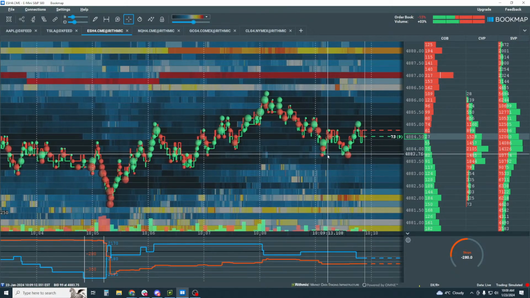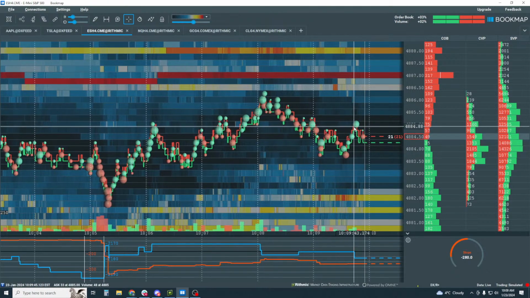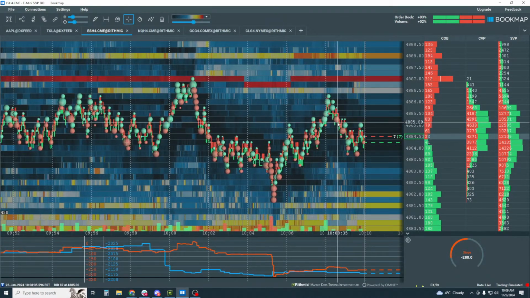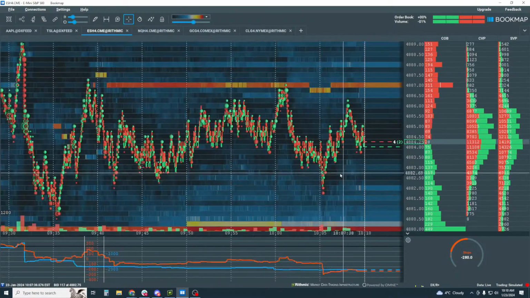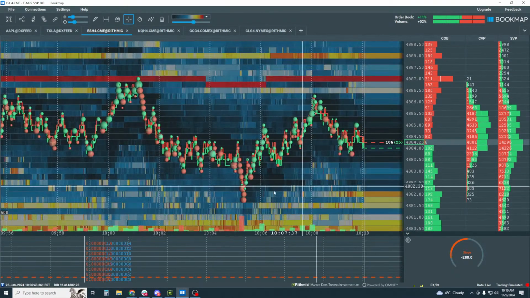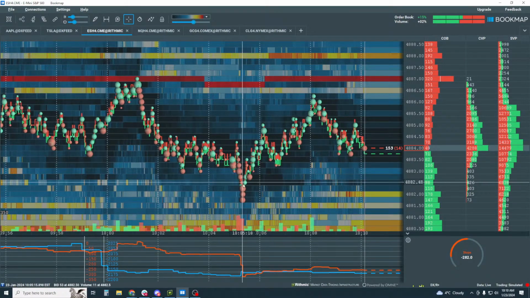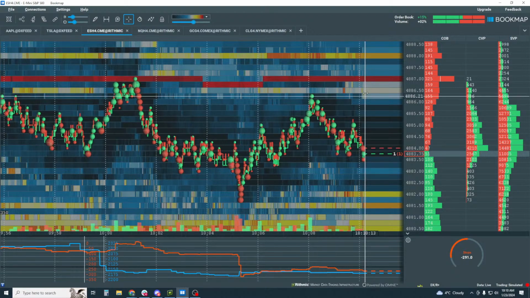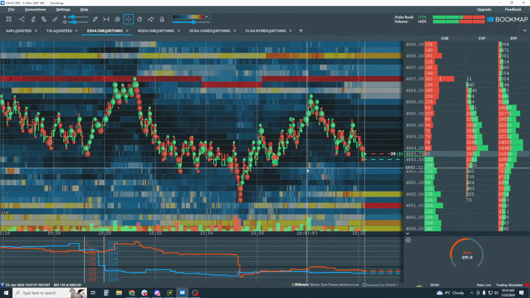Because we've retested down here a few times and we found some buyers up here. The bid is strong in general, and we're trying to see the reaction. We can see a pretty strong move here. It's not the strongest on the sell side, but you can see how it picked up in here. So we're looking to see if we can get our buyers to come back up into this area up here.